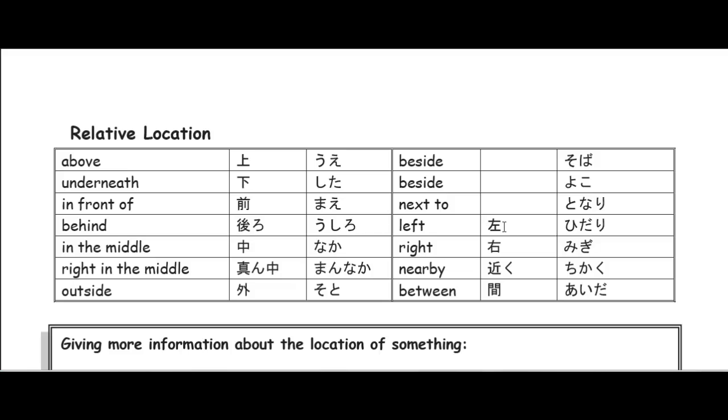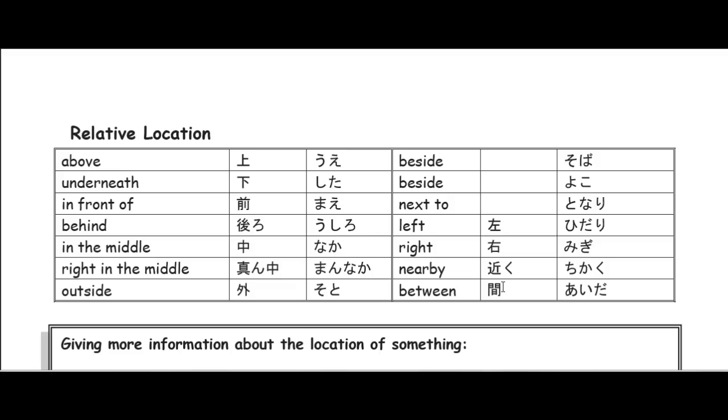There's the kanji. We've seen the kanji before. It's got an e sound in it, which reminds us that it's e for left. And then right, migi, and that's got a mouth in it. That's because everything I say is always right. And then we've got chikaku, nearby, chikaku. And then we've got aida, and that's between.